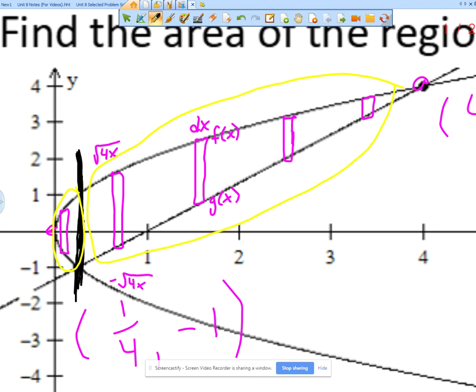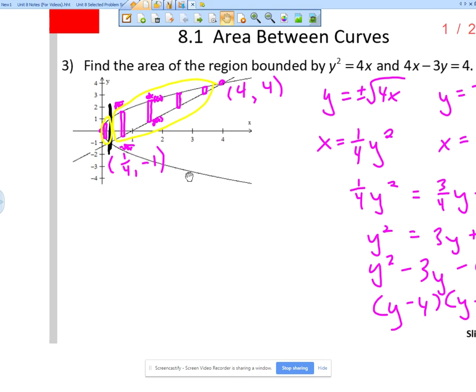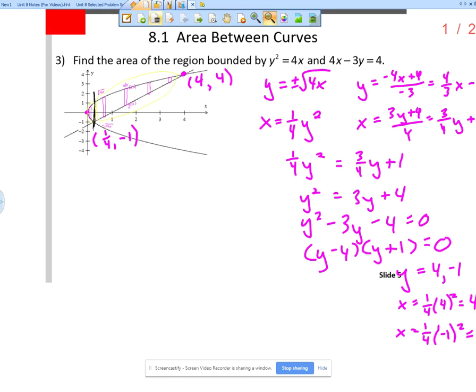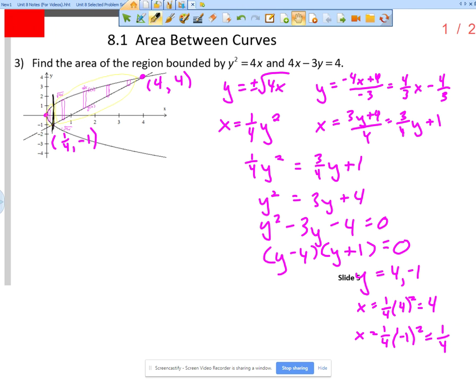So first I want to talk about the area on the left. Let me zoom back out. So for the region on the left, we want to integrate something with respect to x. Notice the dx, that's the width of the rectangle. So I'm going to integrate something with respect to x.